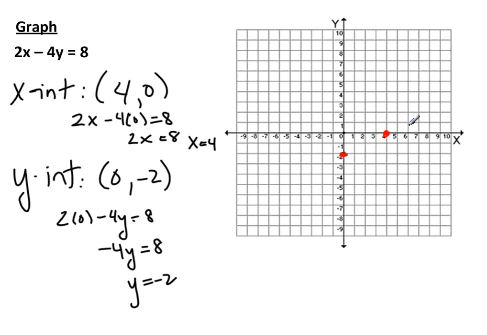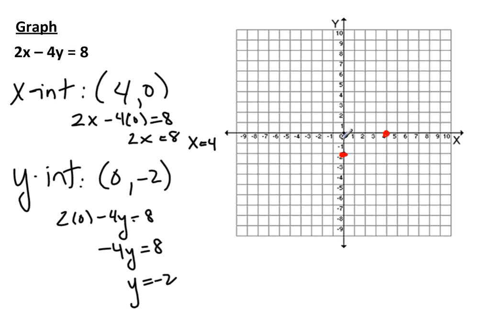Again, you only need 2 points to graph a line, but this isn't like the last example where I know what the slope is. But now that I have 2 points, I can count my rise and my run and use that to find more points. I'm going to start at this one. Doesn't matter which one you start at. I like to start at the lower one.